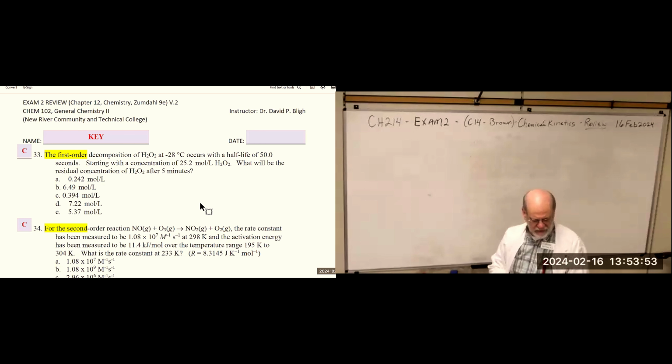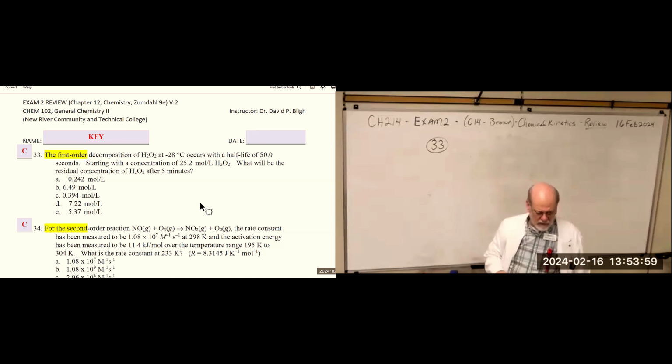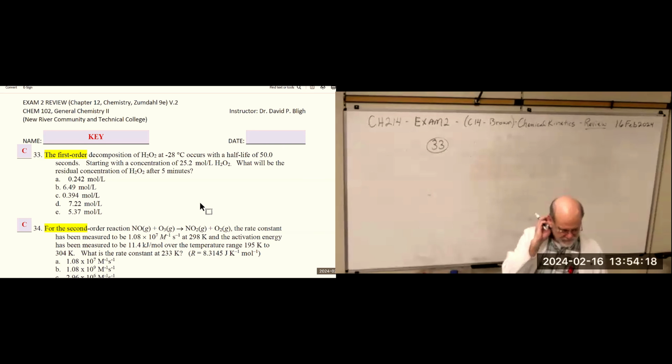Okay, 33. First order decomposition of H2O2 at minus 28 degrees C. That's pretty cold. Occurs with a half-life of 50 seconds, starting with a concentration of 25.2 molar. What will be the residual concentration of H2O2 after 5 minutes?